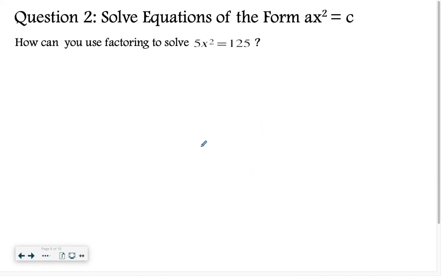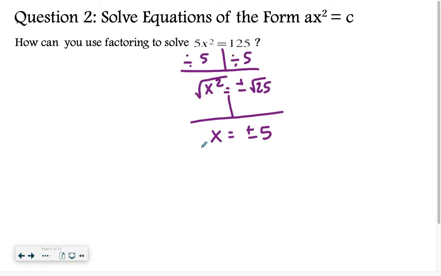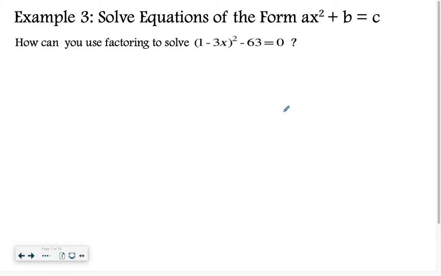Why don't you go ahead and try this problem on your own? Good luck. All right, for this question, hopefully you ended up at x equals the positive version of 5 or x equals the negative version of 5. I did that by dividing by 5 on both sides, and then I took the square root, and I made sure to check for the positive and negative version of the number. Okay, so that's how I got x equals plus or minus 5.